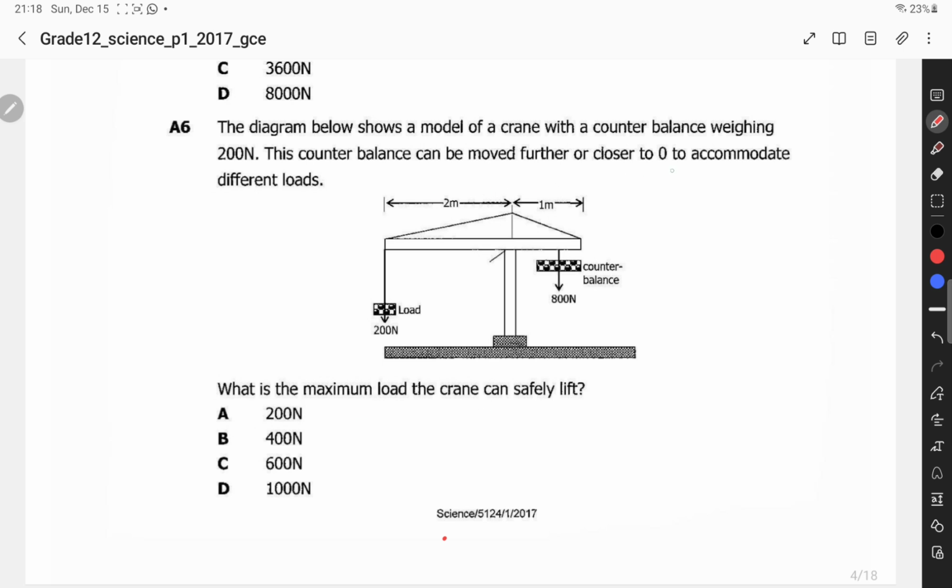So here, where is the zero? The zero here is going to be taken to be this mark here. So this is going to be where our pivot is. The distances are measured from here going this side and from here going this side, depending on what we want.